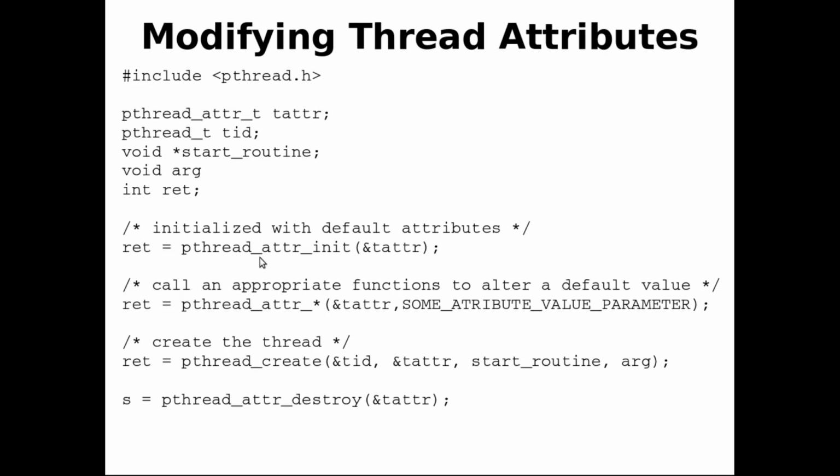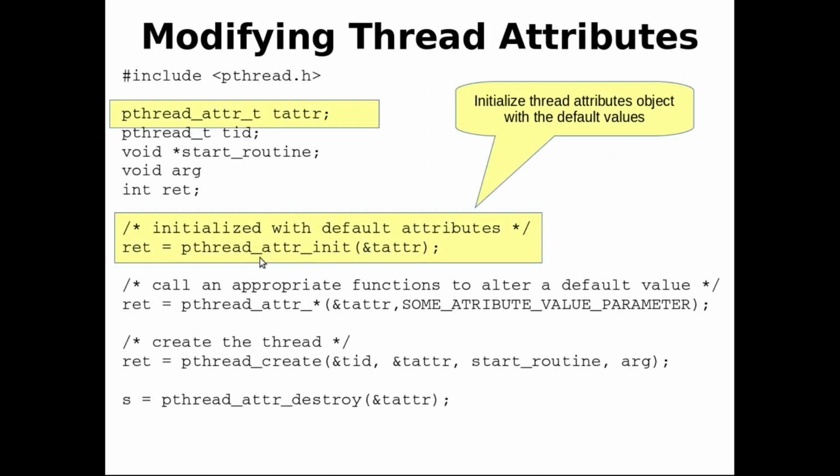So here is a code snippet showing how to modify the attributes. So we need to initialize the attribute object. The attribute object is of type attribute underscore t, and this is how we initialize the attribute object. We initialize it by calling the attribute init function, and when we call the attribute init function, the attribute object gets initialized with the default values for the attributes.